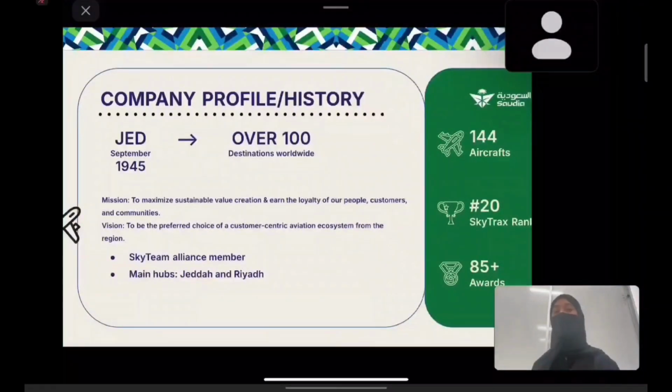100 destinations worldwide. As a member of SkyTeam, the second largest airline alliance in the world, its fleet encompasses 144 aircraft of 7 different models, and it's currently ranked the 20th airline according to Skytrax ranking. Over the course of its history, it has won over 85 awards on the national and regional level.